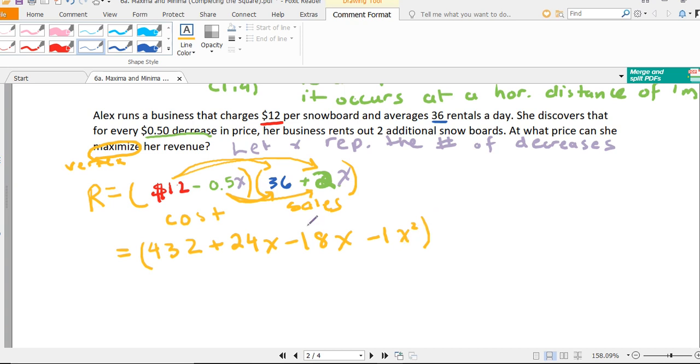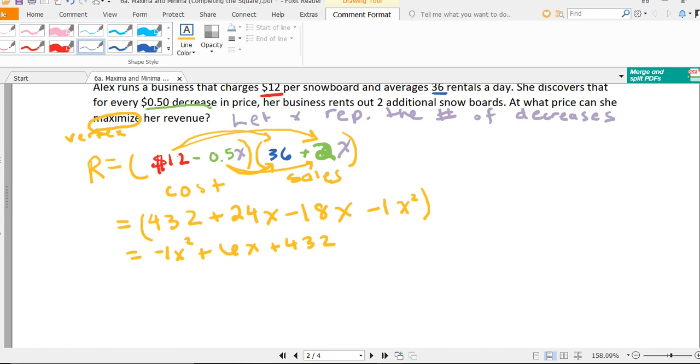Now from there, let's rearrange it to get negative 1x squared, and then 24 minus 18, plus 6x, and then plus 432. Now, let's complete the square. The more you do it, the more you realize that completing the square is actually not that bad. For example, I'm going to show you how to complete the square in pretty much 2-3 steps.